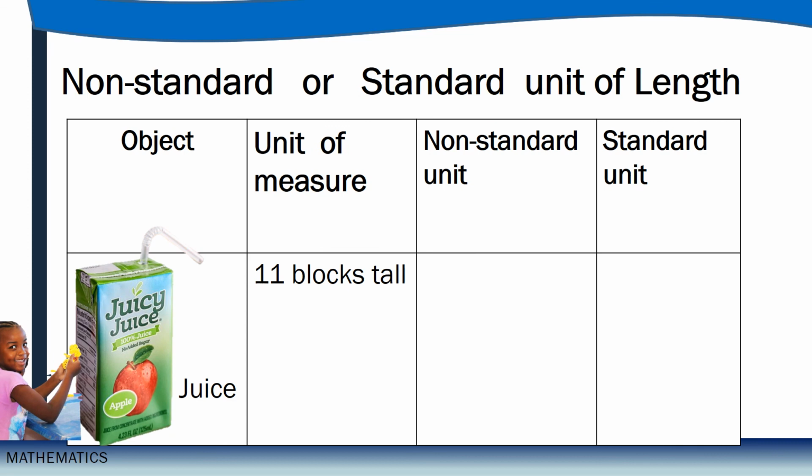Next, Nale measured the length of the box of juice. Let's look at what Nale did. Amazing! We see that she measured accurately because she put in her starting point and she measured to the very top of the juice, which we also call the end, and she put in her end point. The box of juice is 11 blocks tall.